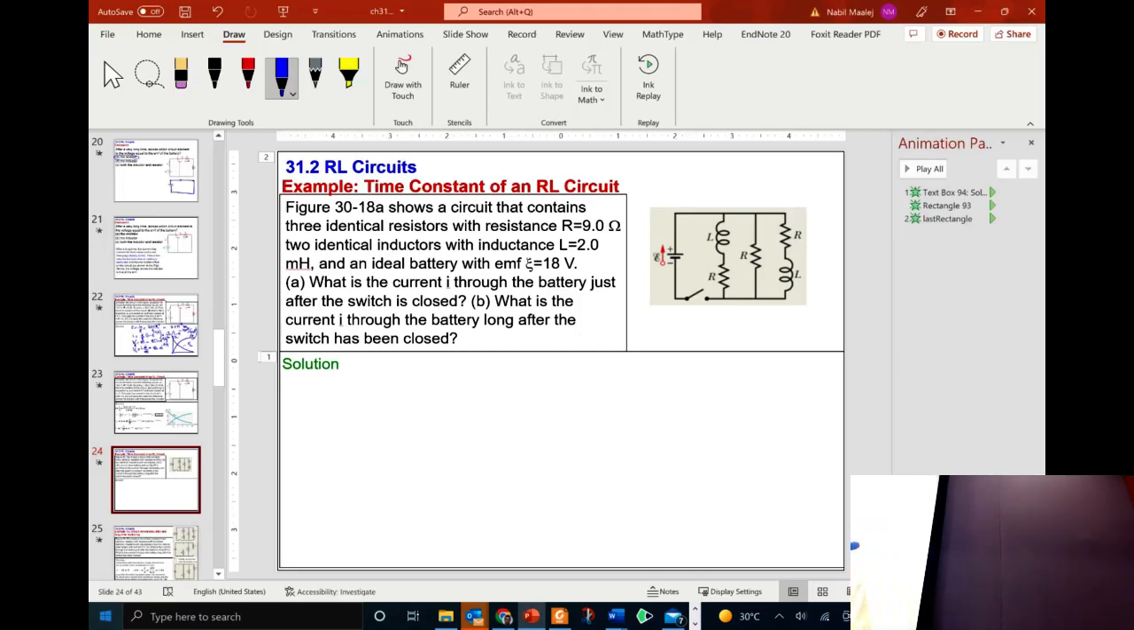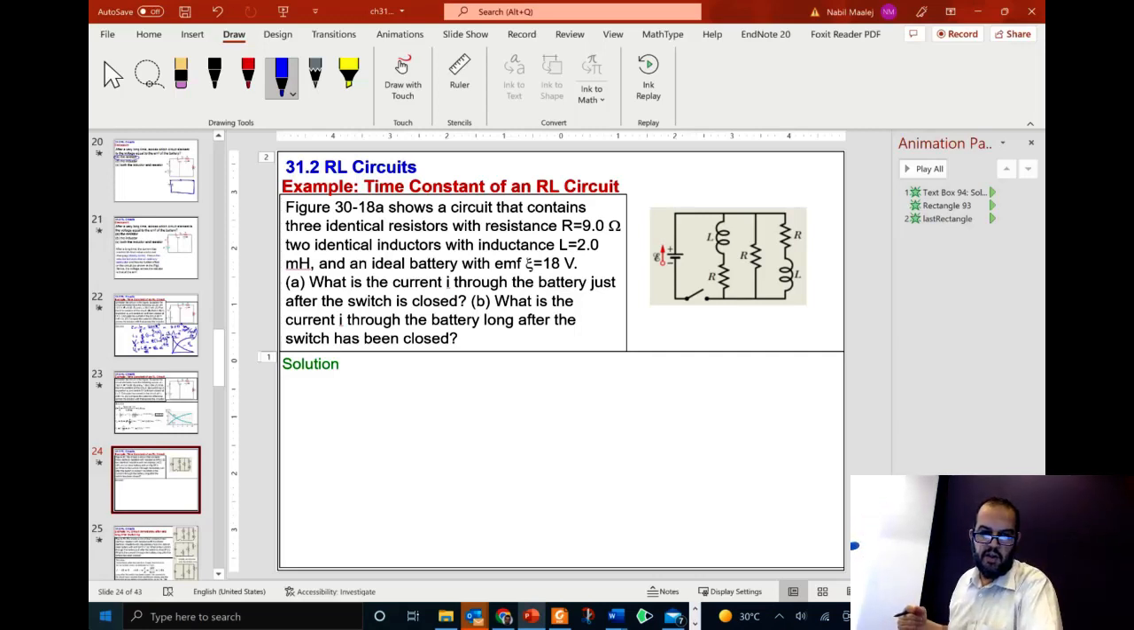This should jump. Yalla, who? At time t equal to 0, what is the current through the battery? Anybody? Yes. Yes. It's just the battery voltage over R.